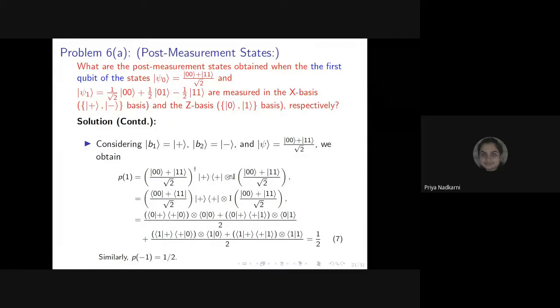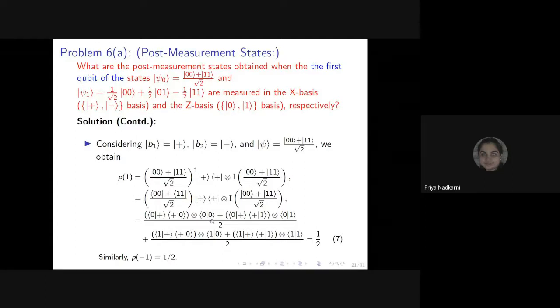Then we have the projection operator tensored with the identity, and then we have the Bell state again. So the Hermitian conjugate of the Bell state is basically obtained as bra 00 plus bra 11 by root 2, and the rest remains the same. Then we can perform the multiplications here. Because of the identity operator, the second qubit gets multiplied directly with the second qubit here, and the first qubit gets multiplied with plus, so it will become 0 into plus, into plus into 0, tensored with 0 into 0 directly.